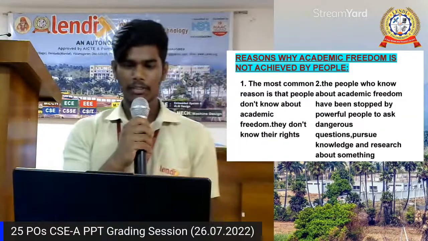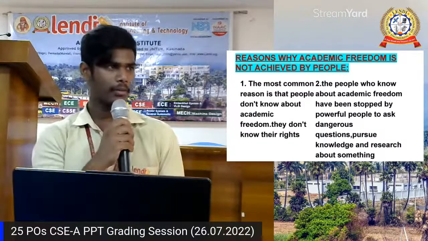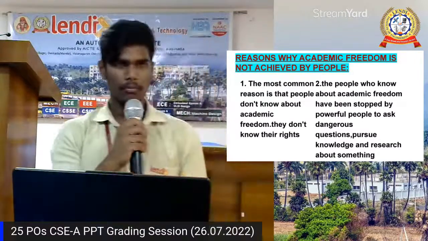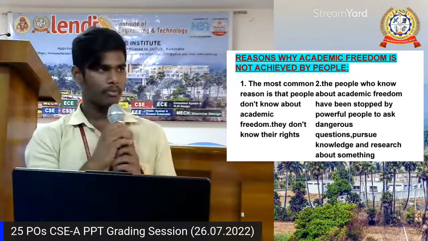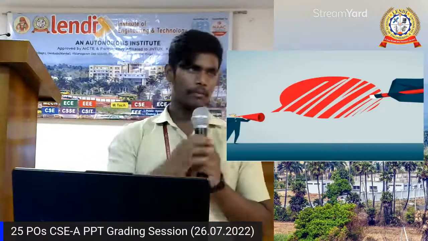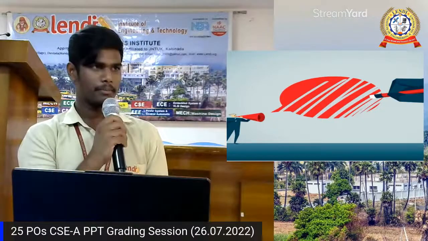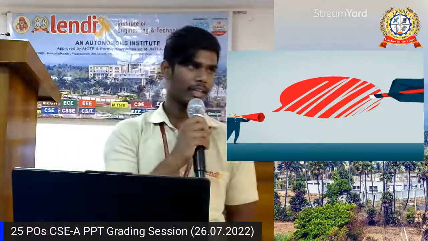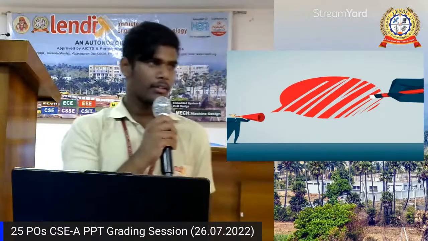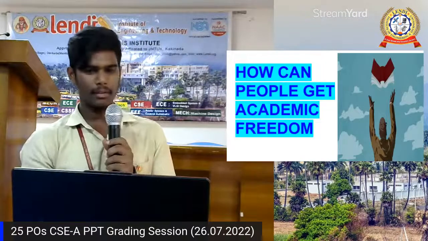Reasons why academic freedom is not ensured by people. The most common reason is that people don't know about academic freedom. The second reason is people who know but are stopped by powerful people like political persons. We can rearrange our words to tell others about academic freedom. We tell positive and guiding things about them.